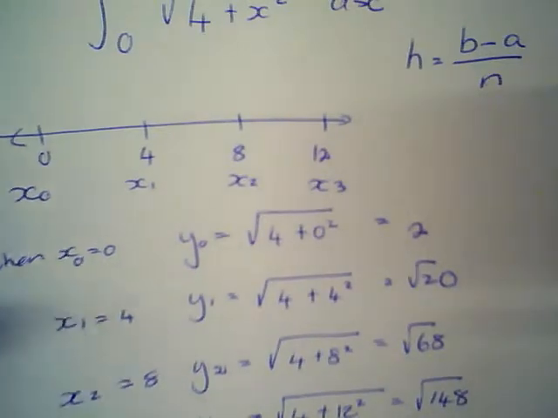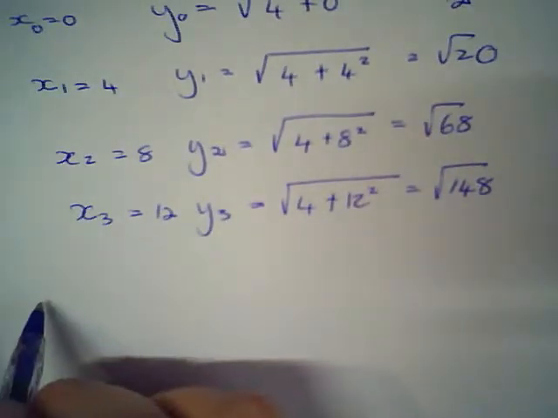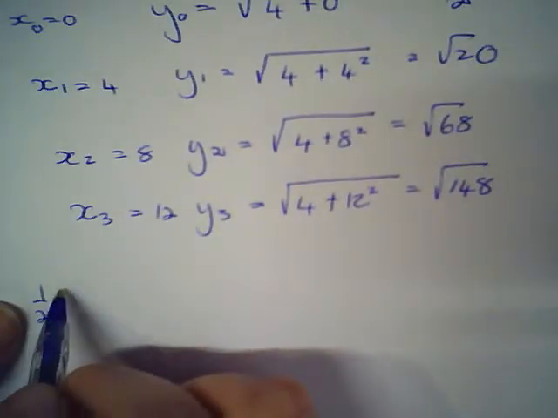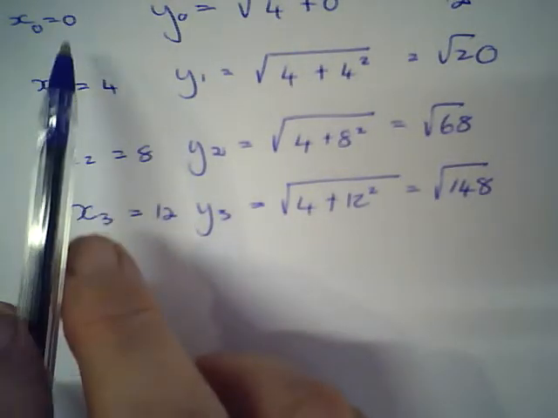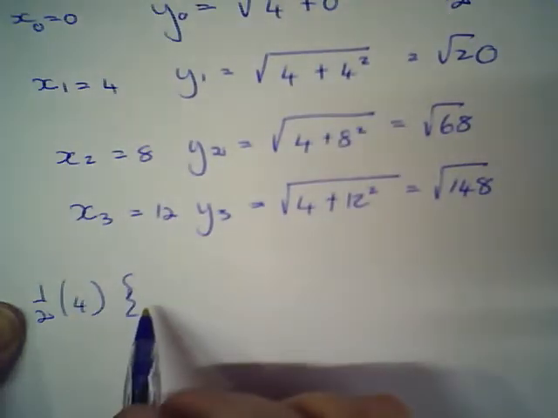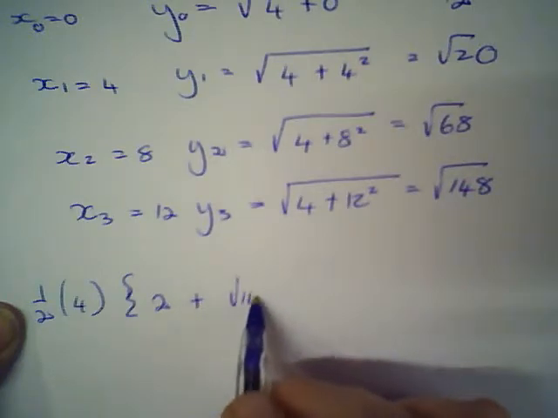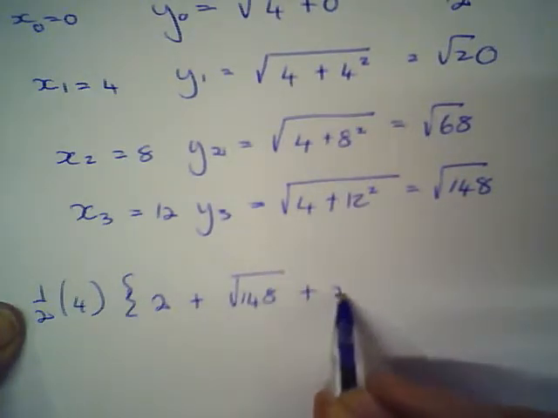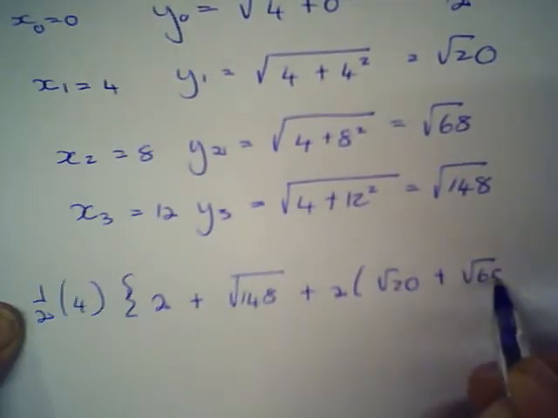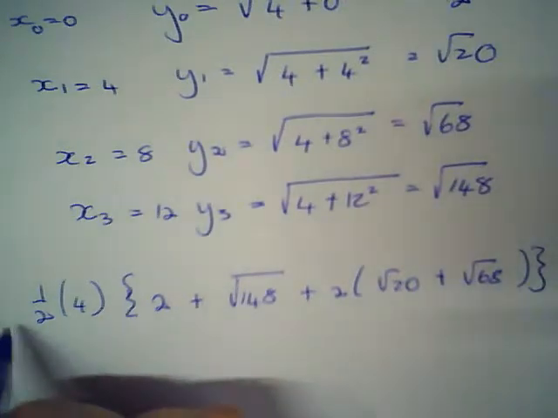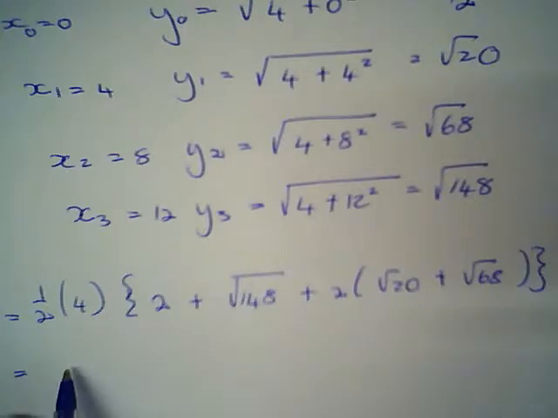Okay, so we've got the values. Now we can string up the equation for the trapezium rule. So it's a half h, h is 4, curly bracket. My y0 value is 2, plus square root 148, plus 2 times my middle terms, and close curly bracket. This I can use my calculator just to find the answer.